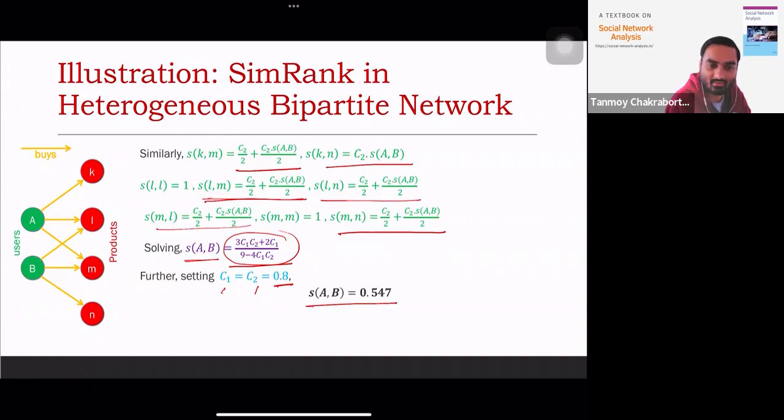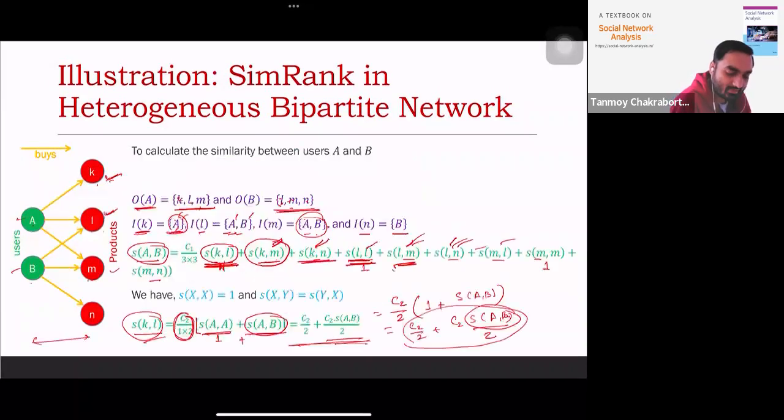Now you believe that it will converge and terminate. So what is the aim? The aim is to write the values of these components in terms of the original similarity that we want to compute.